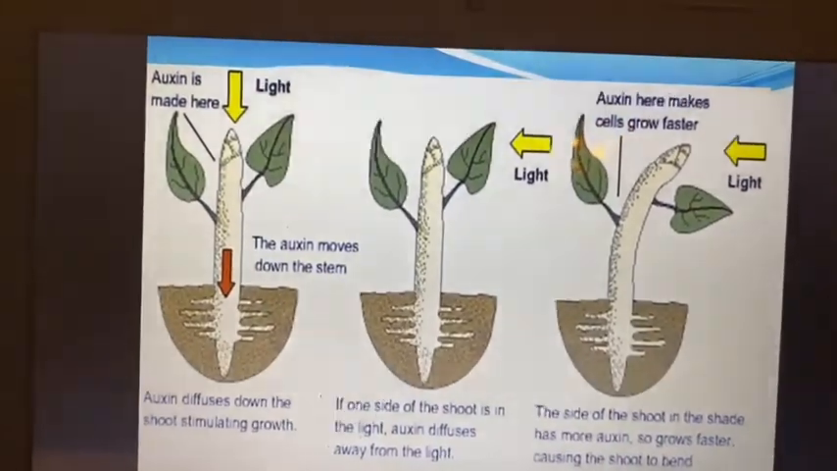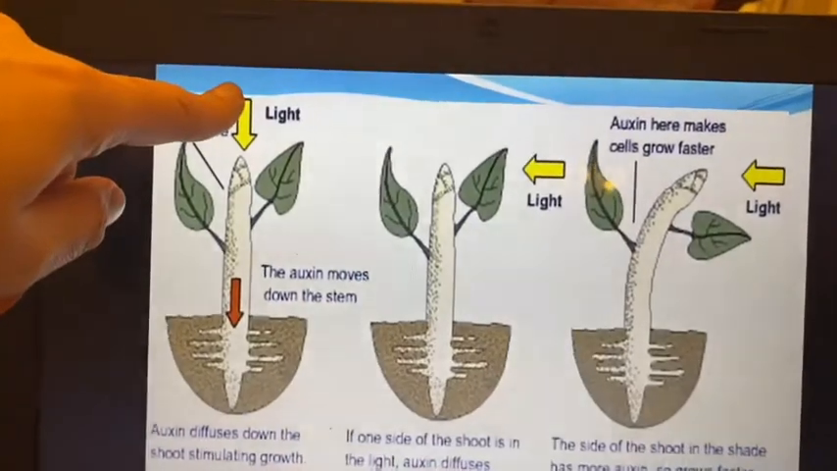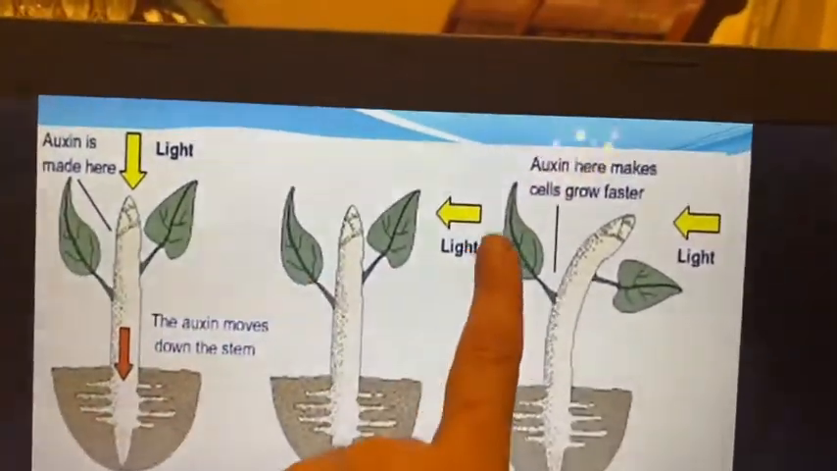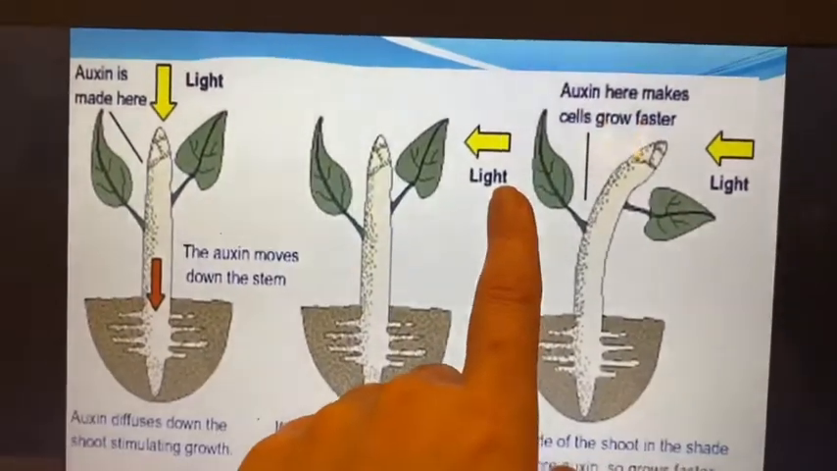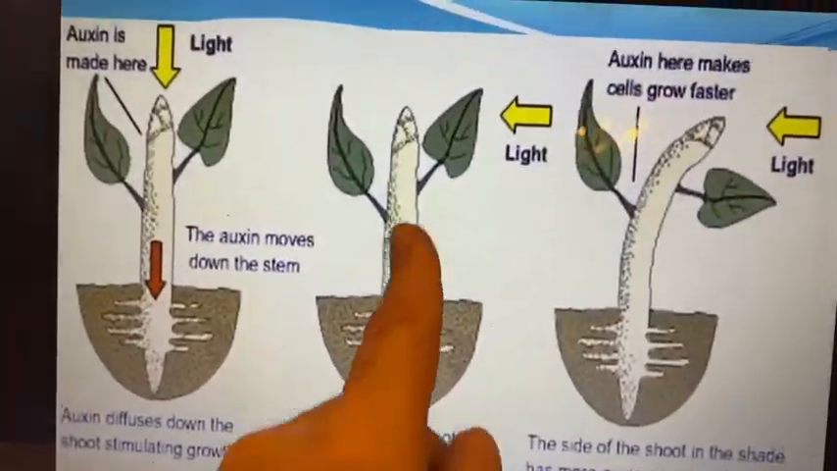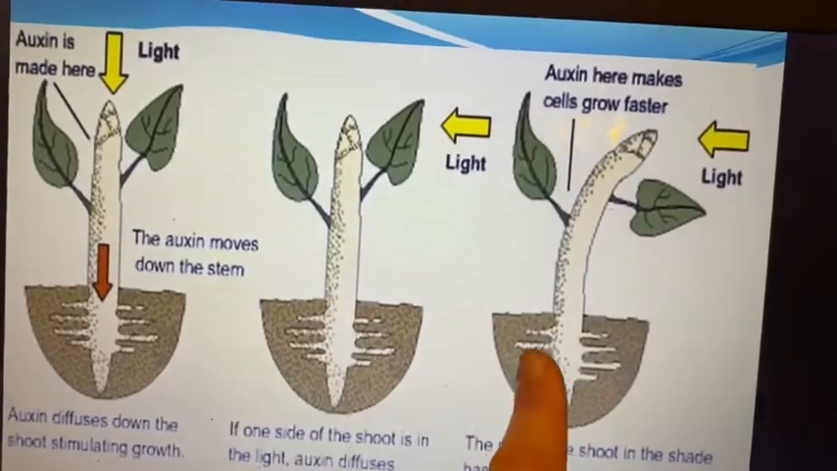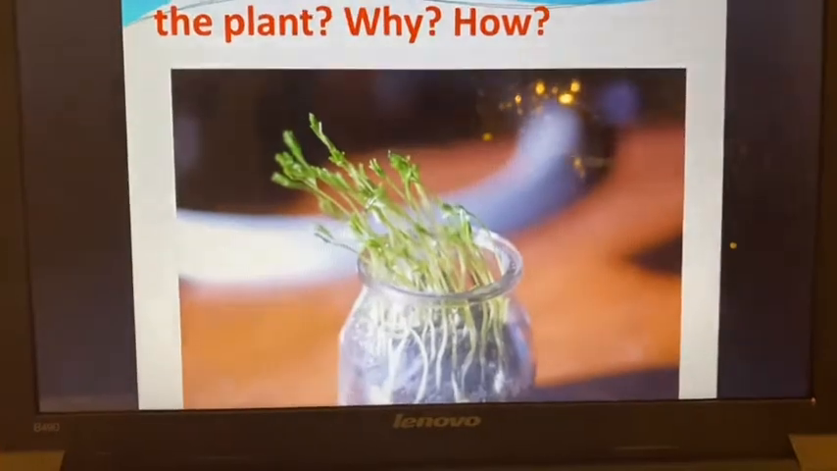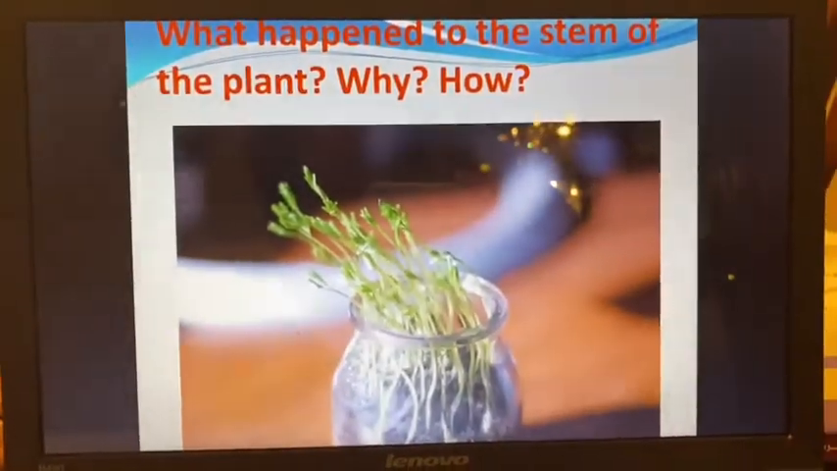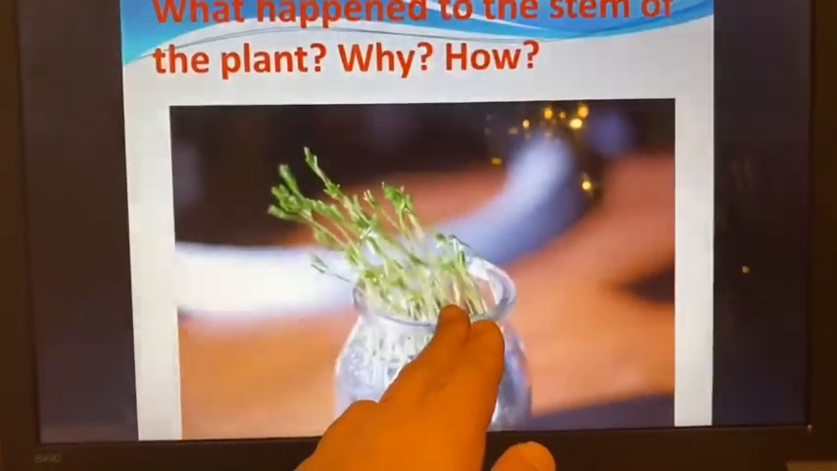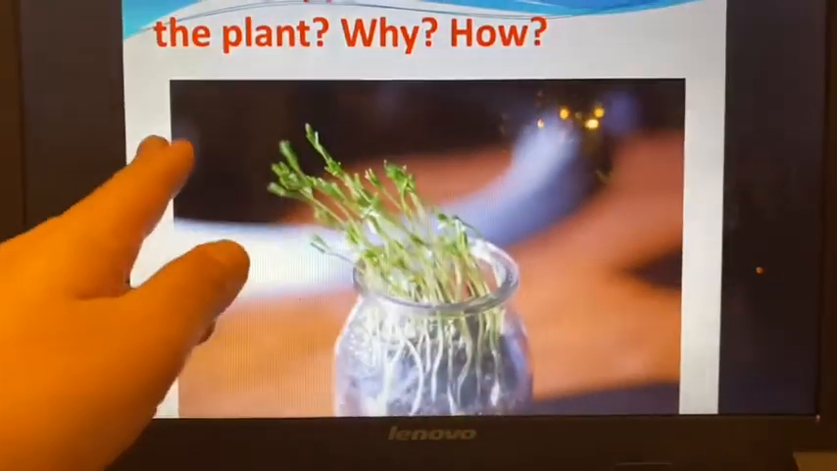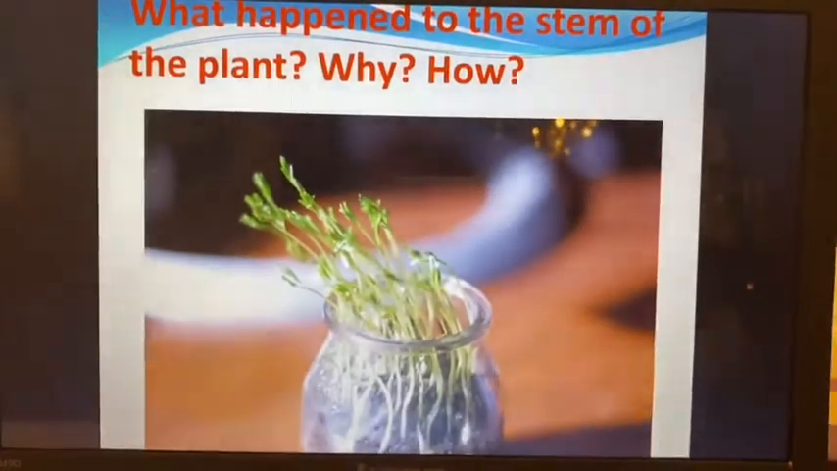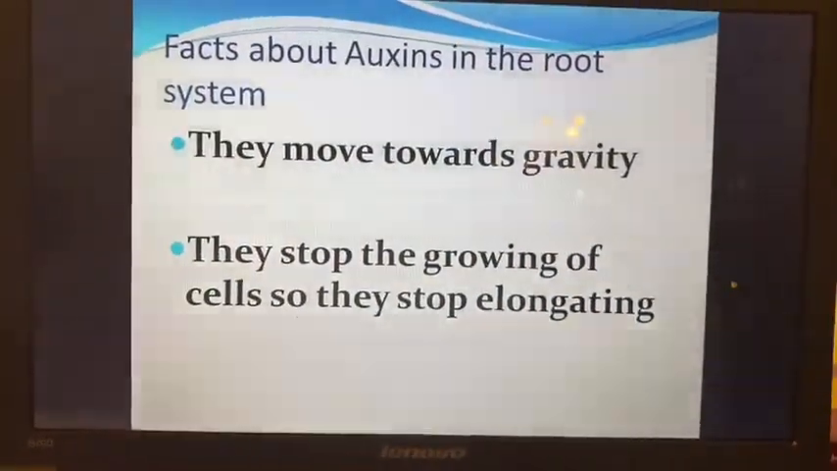Here it's the same. The light comes from the top. The auxins move to the shaded part. If the light comes from the right, the auxins come to the shaded part and will grow to the direction of the sun. This picture shows what happens, why they are called positive phototropism, because the auxins go to the shaded part and make it elongate more.